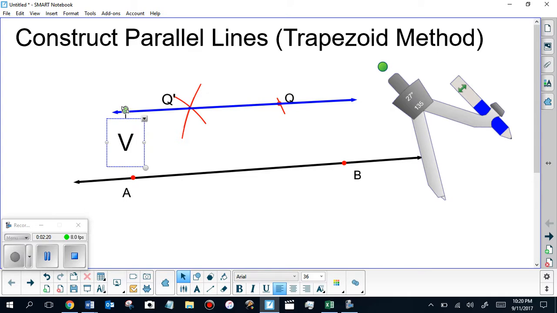Parallel because, again, Q prime basically has the same qualities that Q does. It respects the same distances. It just respects them from A instead of B, and B instead of A. And there we have our parallel construction.